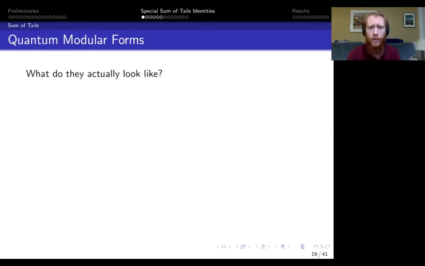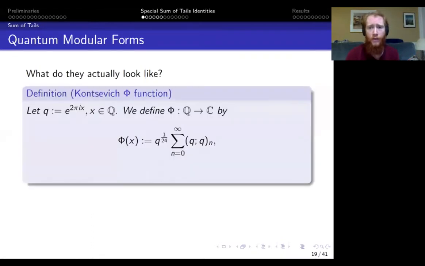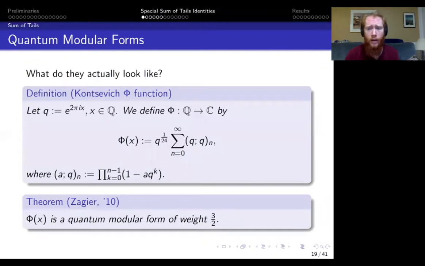When Zagier first gave the definition of a quantum modular form in 2010, one of his first examples was the Kontsevich phi function. As you can see, this is a function from the rationals to the complex plane, and we were again using the same change of variables from x to q that Andrew mentioned, although in this case the inputs are in the rationals rather than in the upper half plane. Again, we have the same q-Pochhammer symbol that Andrew defined, and as you can see, it is a product of binomial terms where the subscript denotes the number of terms in the product. Zagier showed that this Kontsevich function is a quantum modular form with weight 3/2.